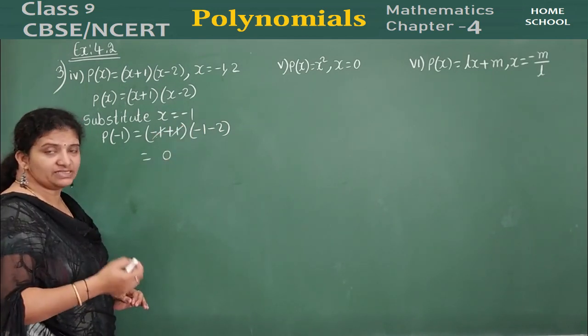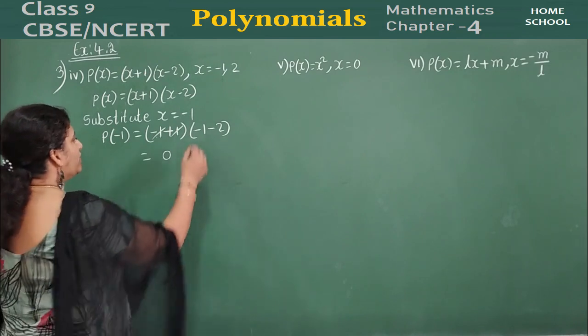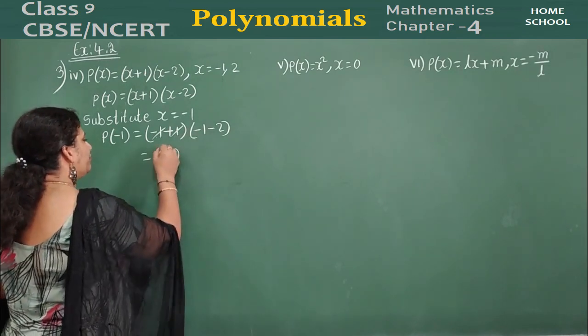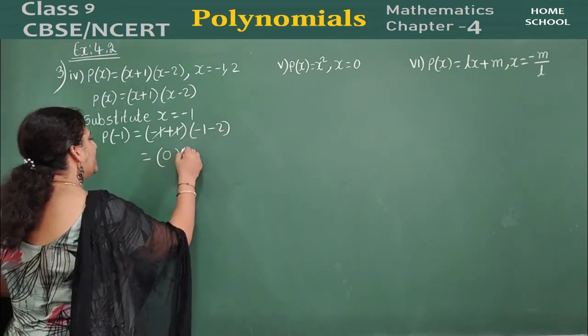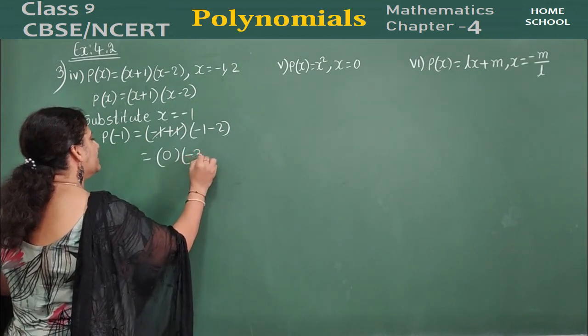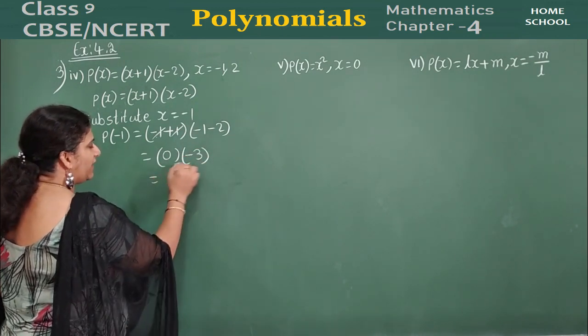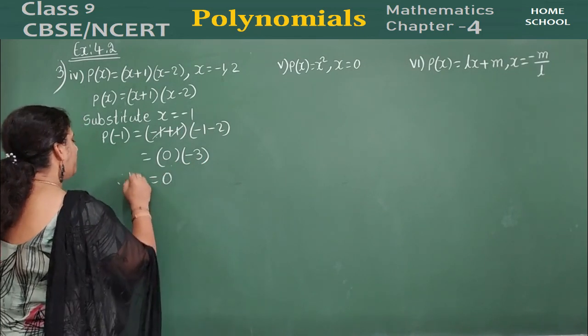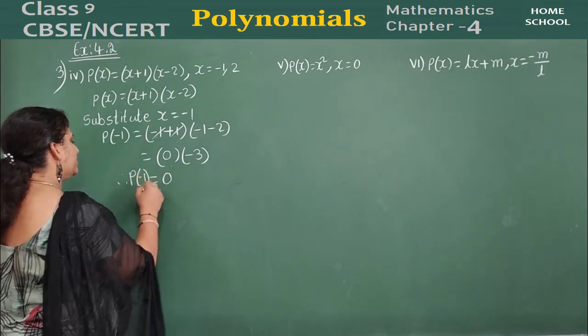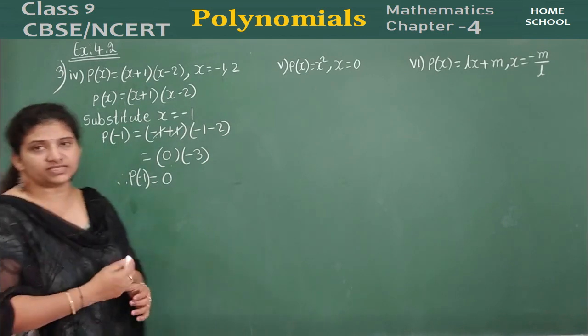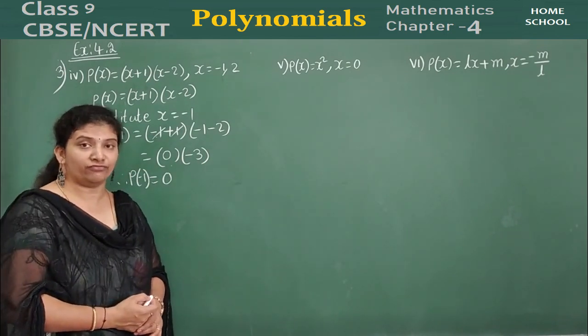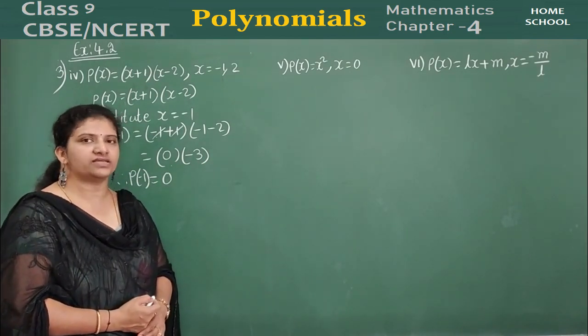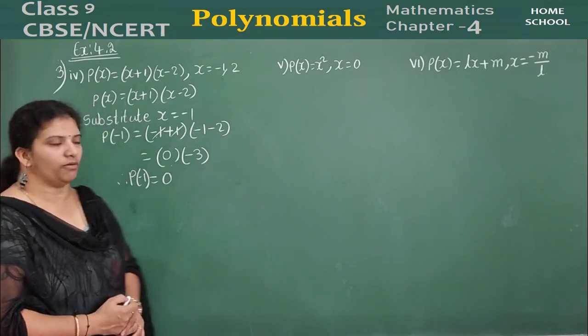Nothing will be left means it is 0. So, into minus 1 minus 2 will be minus 3. If you multiply anything with 0, the answer is 0. Therefore, P of minus 1 is equal to 0. What can you say? Yes, therefore, minus 1 is a zero of the polynomial.